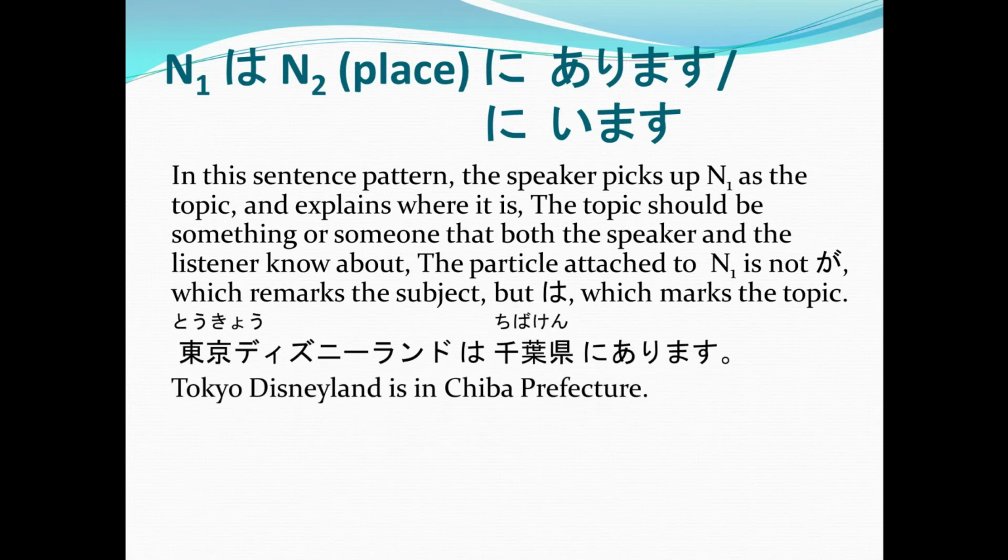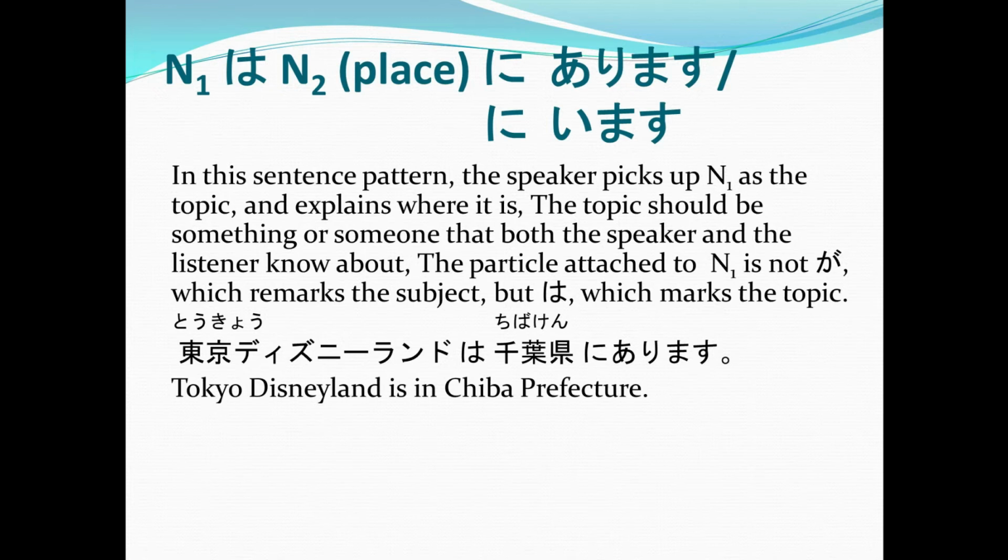Tokyo Disneyland wa Chiba-ken ni arimasu. Again, Tokyo Disneyland wa Chiba-ken ni arimasu. Or in English, Tokyo Disneyland is in Chiba Prefecture. So note that Tokyo Disneyland is the noun 1 because it precedes the particle wa, and then it says here that the noun 2, or the place, is Chiba-ken, wherein Tokyo Disneyland exists.